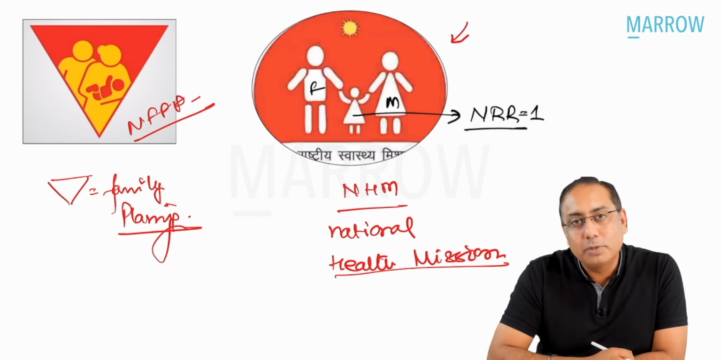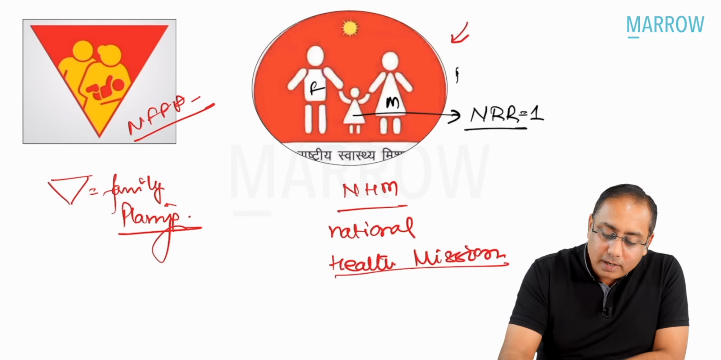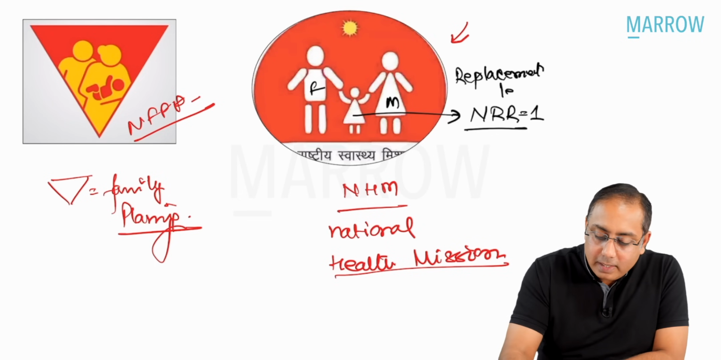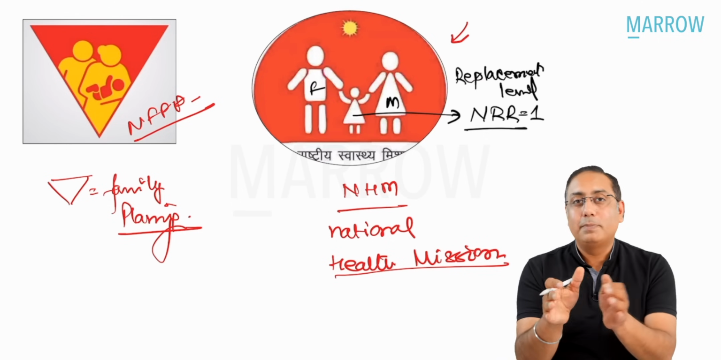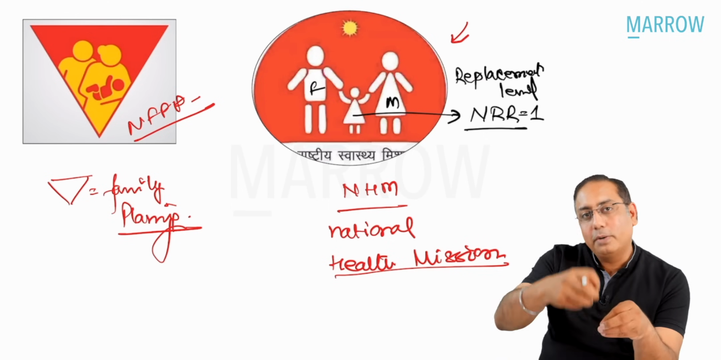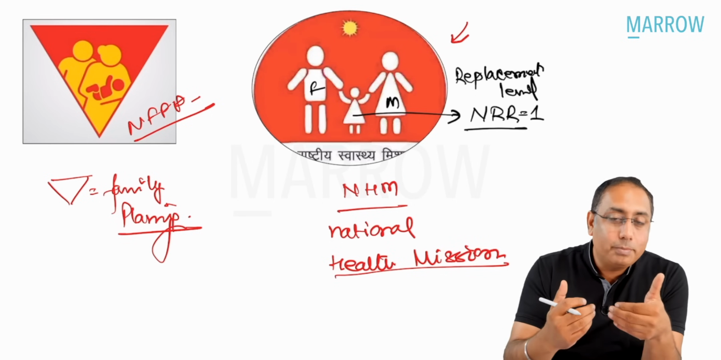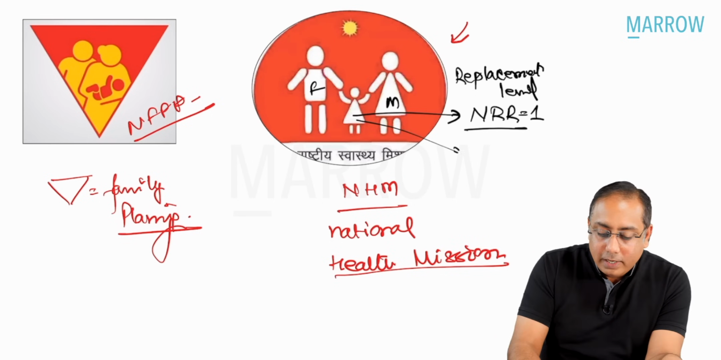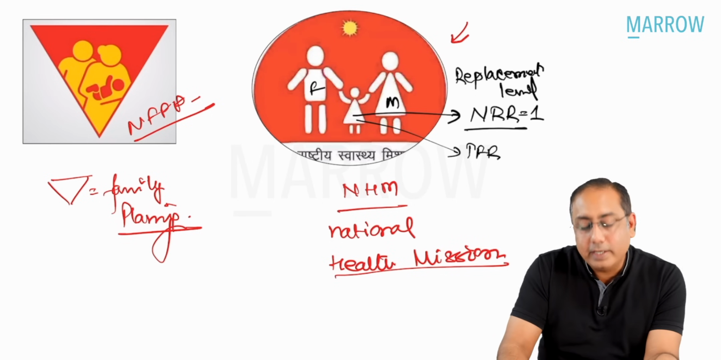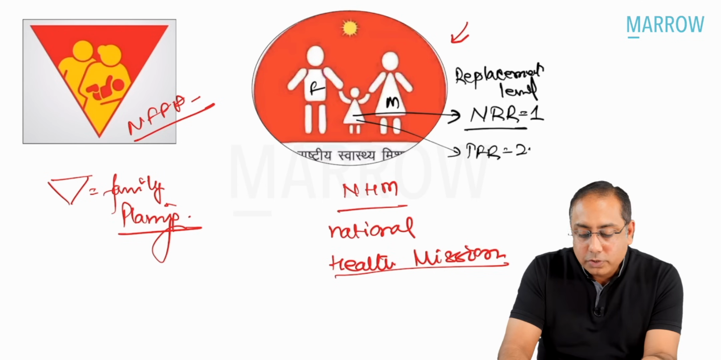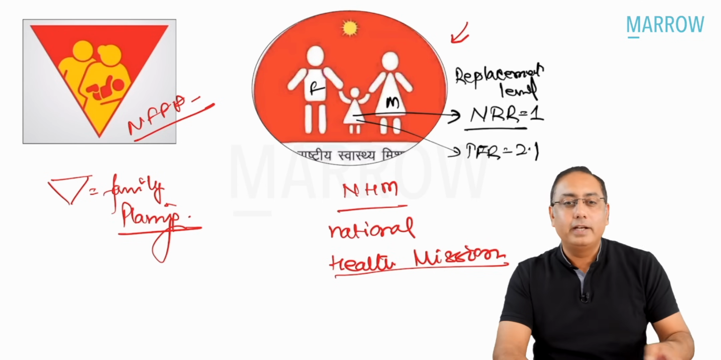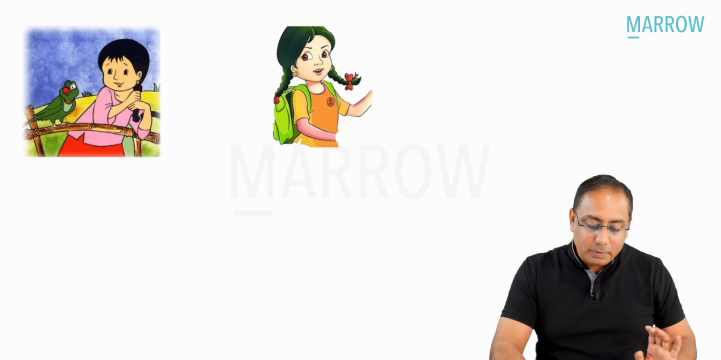Why should the NRR be 1? Because NRR 1 is called the replacement level. What is replacement level? The daughter is going to replace the mother. The NRR, net reproduction rate, will be equal to 1. It also means that the total fertility rate, that is the total number of children, should be 2.1. Total fertility rate to be 2.1, NRR to be 1.